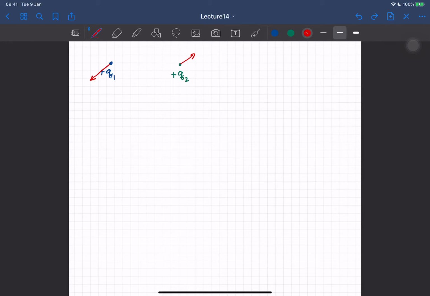Because again, force must be pointing along the line joining the two charges together like this. So the force on Q1 cannot point in this way. Force on Q2 cannot point in this way. Force has to be pointing along the line joining the two together.